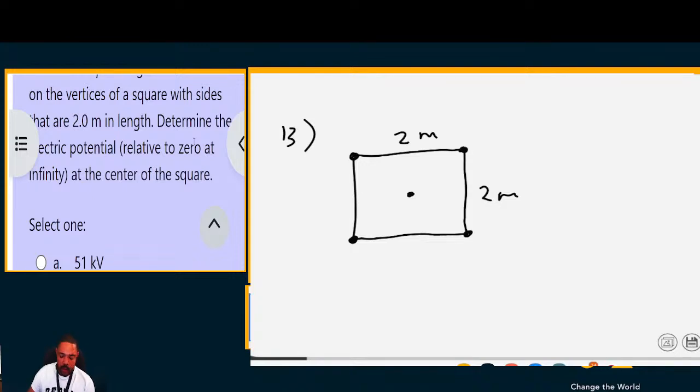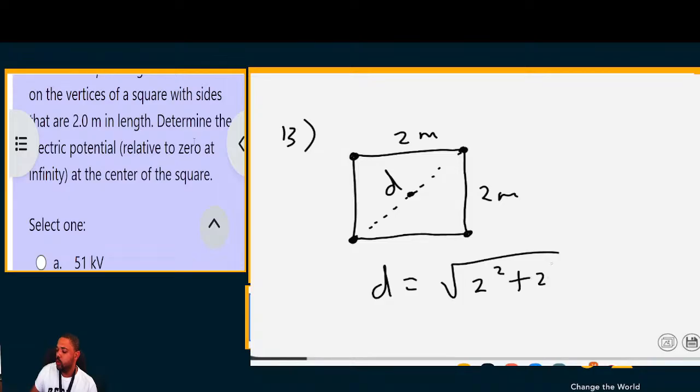First of all, let's calculate the distance to the center of the square. The diagonal distance, let's call it d, the diagonal distance d, is equal to 2 square root 2. So the 2 squared plus 2 squared, that will be the diagonal distance. And that is equal to 4 plus 4, that's the square root of 8. That's the square root of 2 times 4. So 2 square root 2. So that's the diagonal distance.